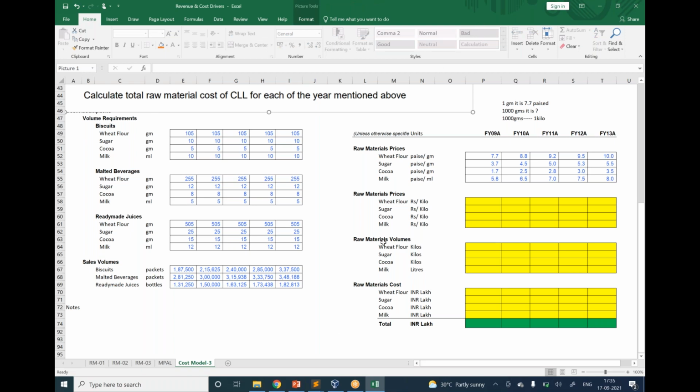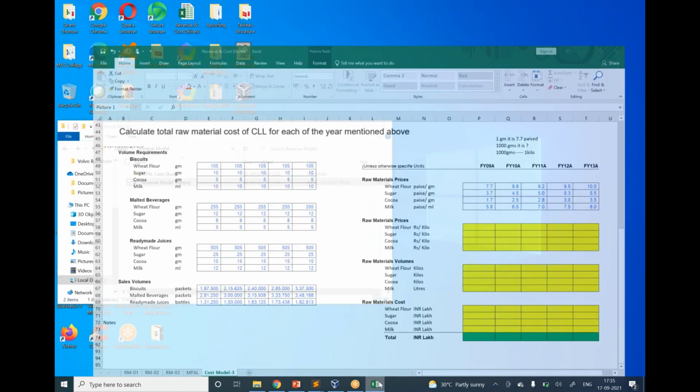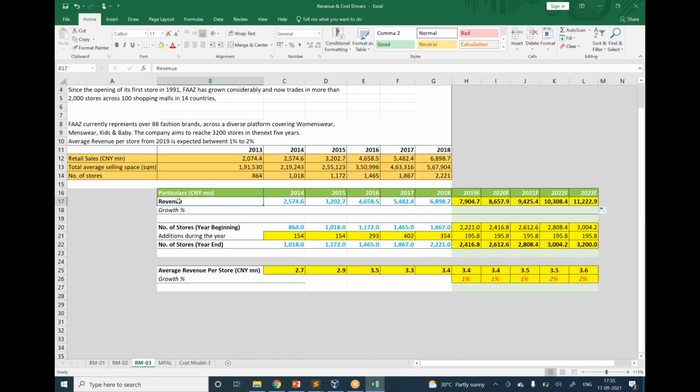Can you explain the sales again? Which part of sales you're talking about? The total sales or sales per store? Total sales. What we have done, we have calculated sales per store. We want total sales of all the stores.